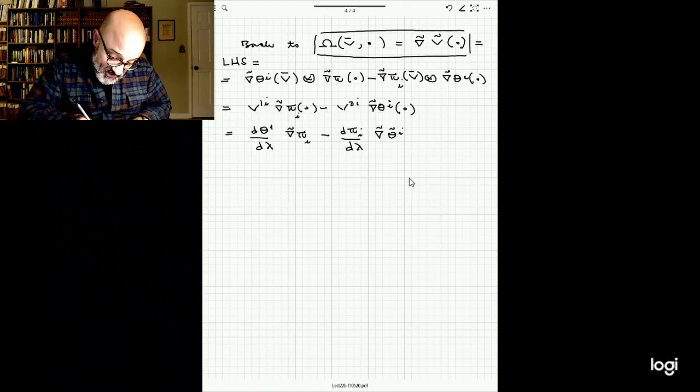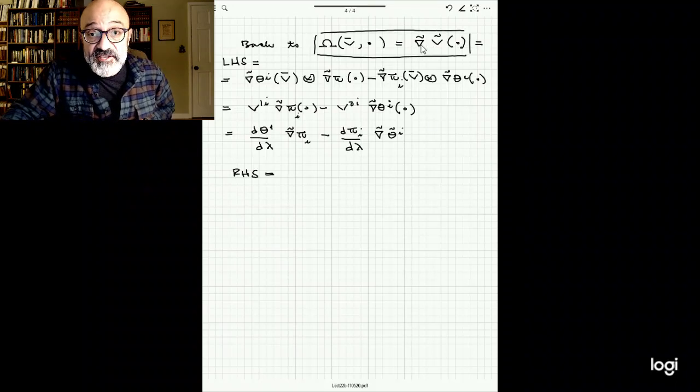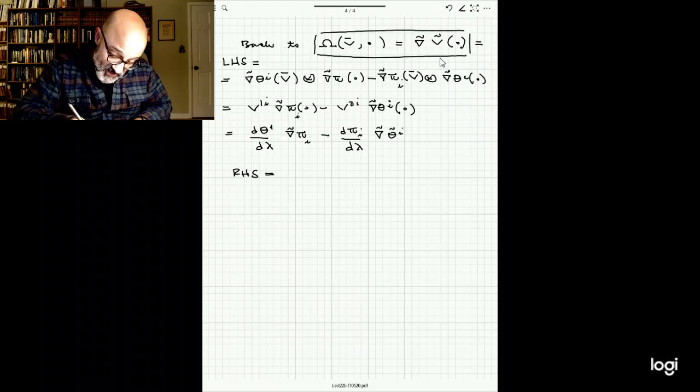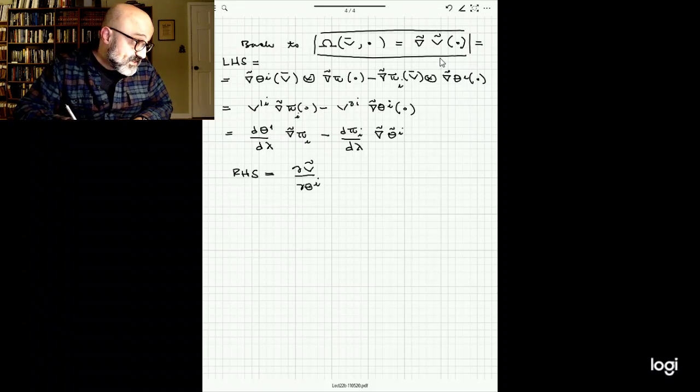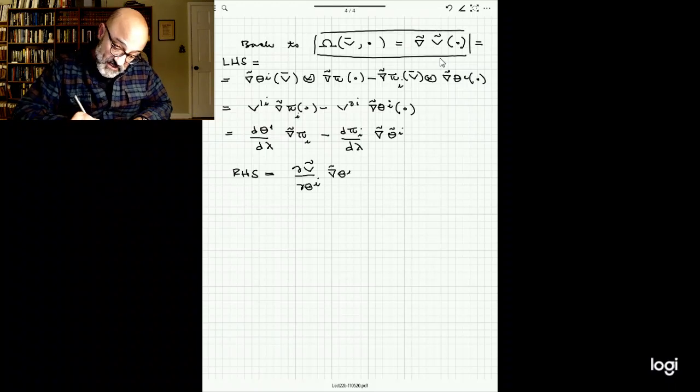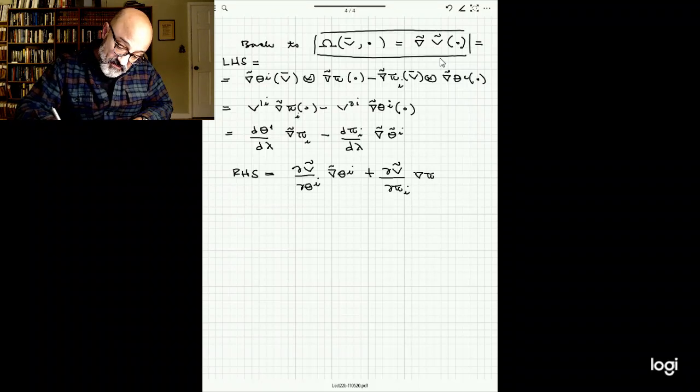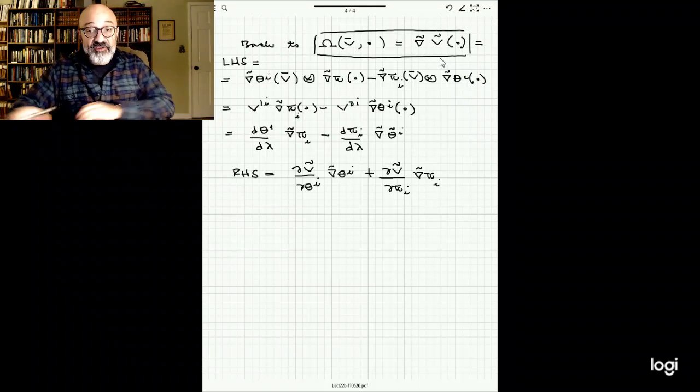The right hand side is just the gradient of this function of thetas and pi's. So for this right hand side, we can just take that function, differentiate with respect to theta, and then take the gradient of theta, plus take the derivative of that scalar function with respect to pi, and then take the gradient of pi. All right.